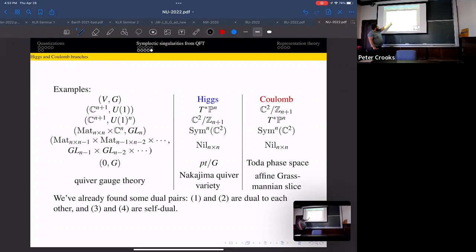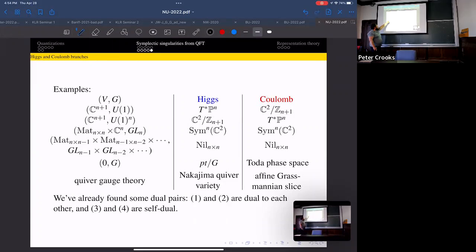If I take matrices times the fundamental representation and take GLN, and GLN is acting on matrices by conjugation, I get the symmetric power of C2 on both sides. This guy is self-dual. There are generalizations of this where I can combine these examples and get Sym n of this quotient singularity. Those are all affine, as she mentioned.